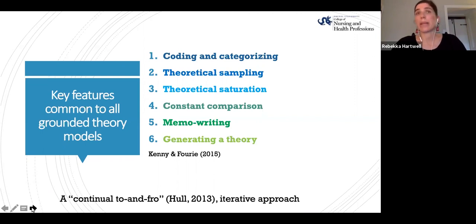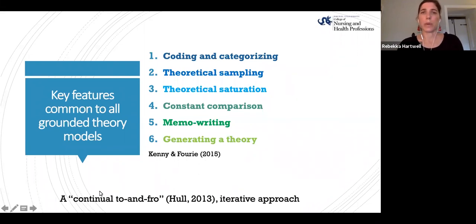Now, the main feature really is that it is an iterative process. It's a constant back and forth. It's like 2 steps forward, 1 step back, maybe sometimes 1 step forward, 2 steps back. It's really not a very linear process, but it's just like a back and forth.